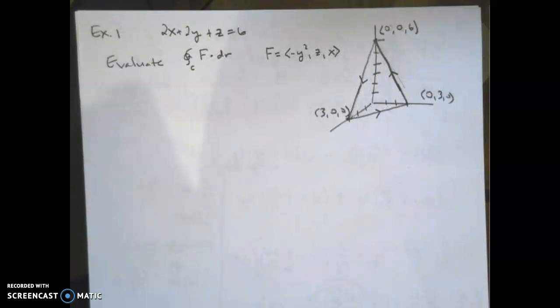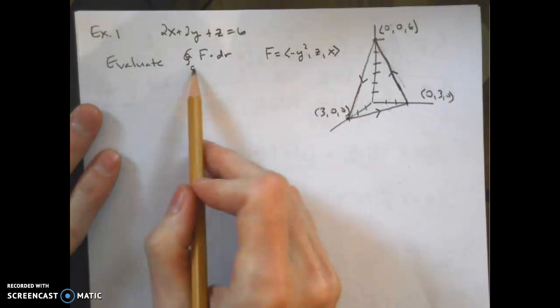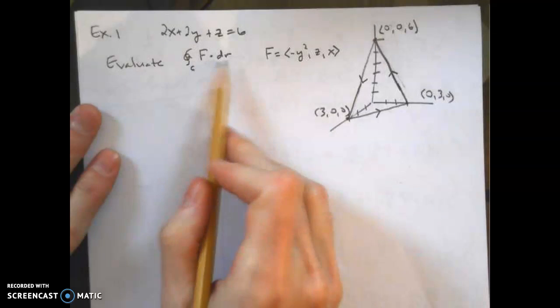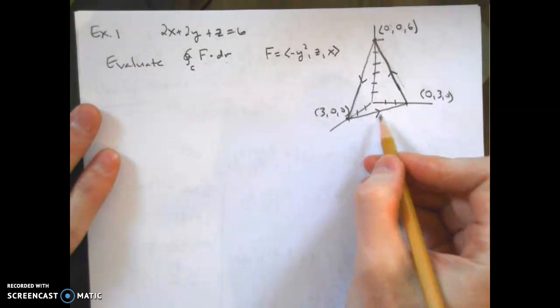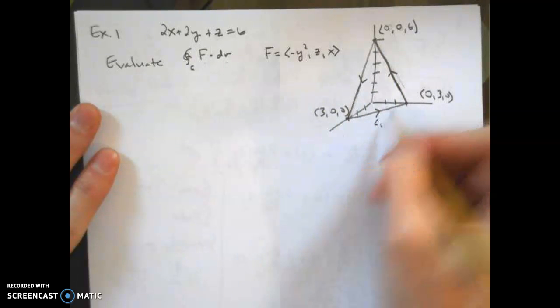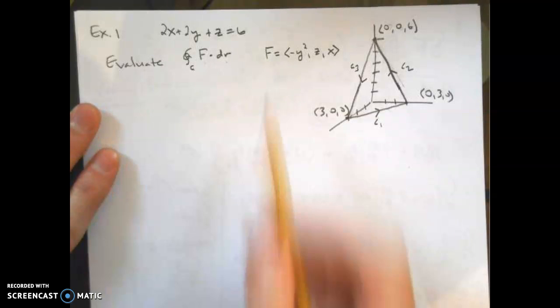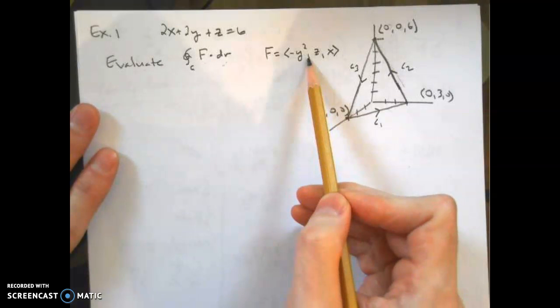At 15.8, I'm going to go through examples 1 and 2. Example 1 asks you to evaluate the line integral of the vector field F dot dr over this curve. So it's actually 3 piecewise curves. You call this C1, C2, and C3, through this vector field.